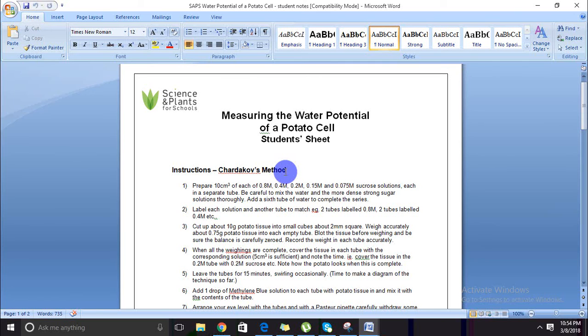5 centimeter cube is sufficient, and note the time. That is, cover the tissue in the 0.2 molar tube with 0.2 molar sucrose. Note how the potato looks when this is complete, and leave the tubes for 15 minutes, swirling occasionally, as in moving the test tubes, and you have enough time to make a diagram of the technique so far.